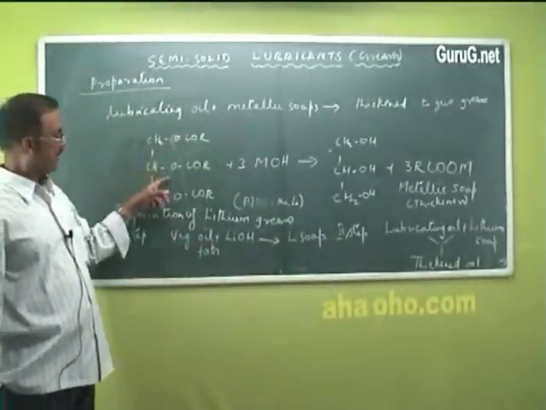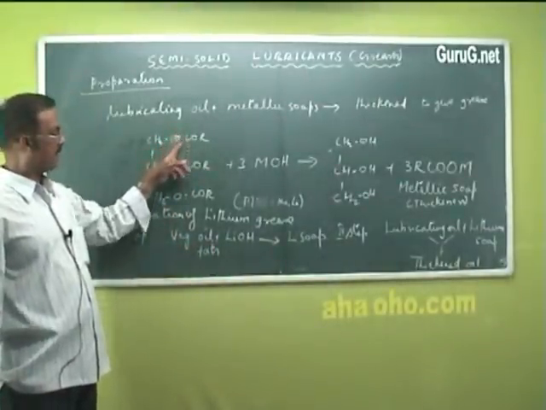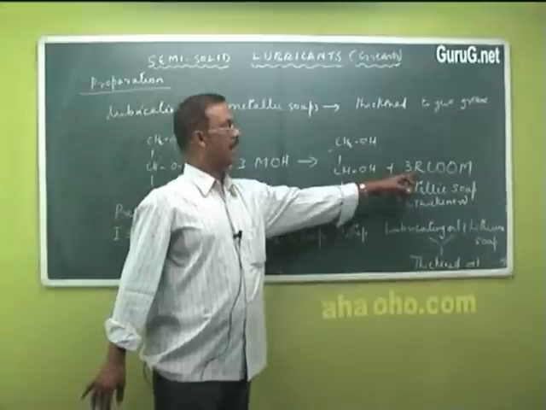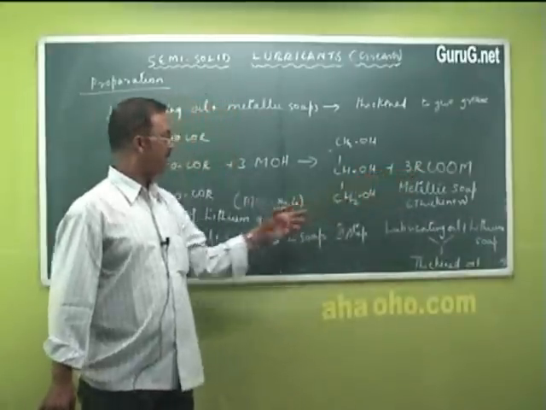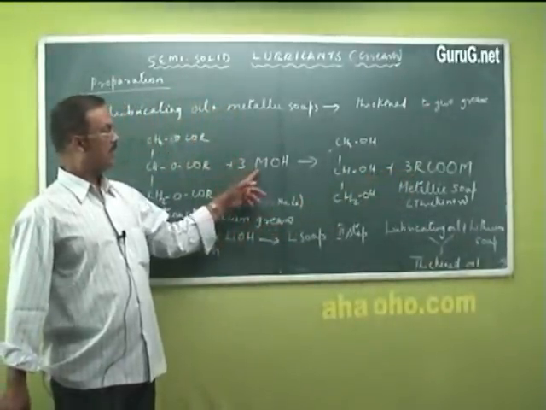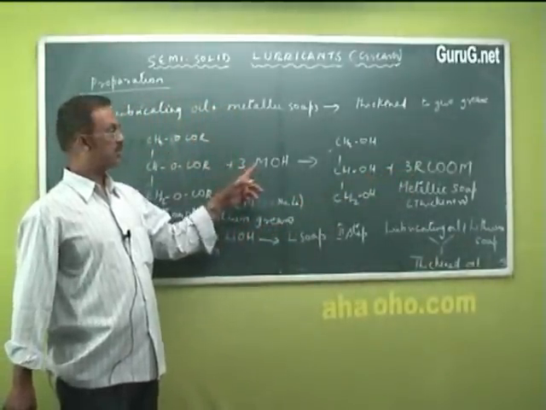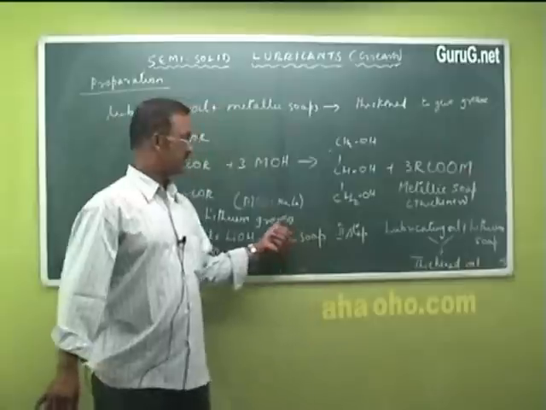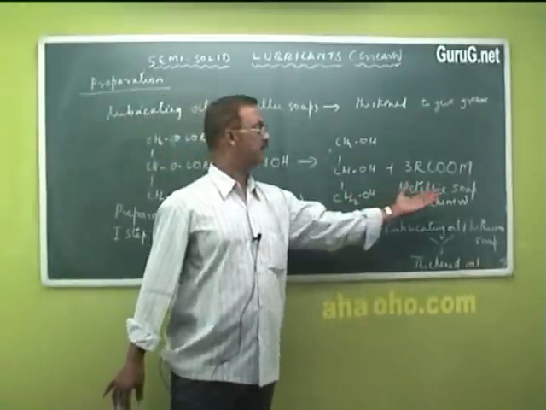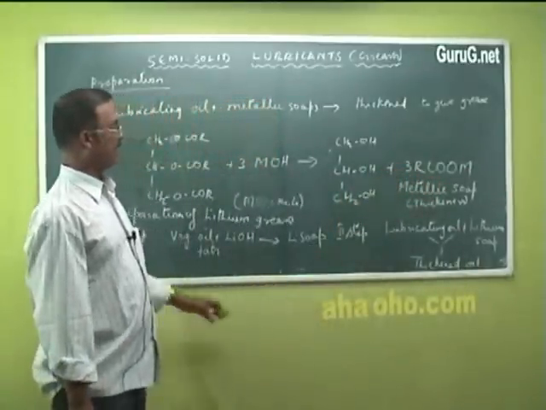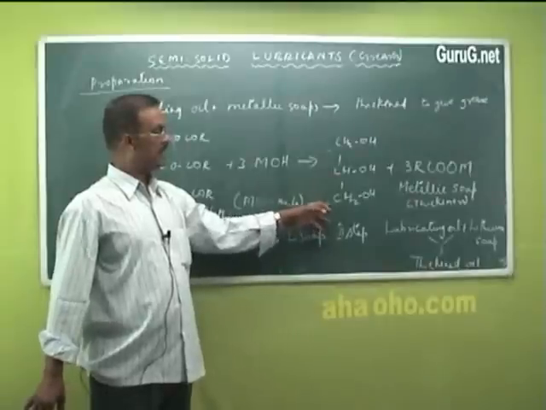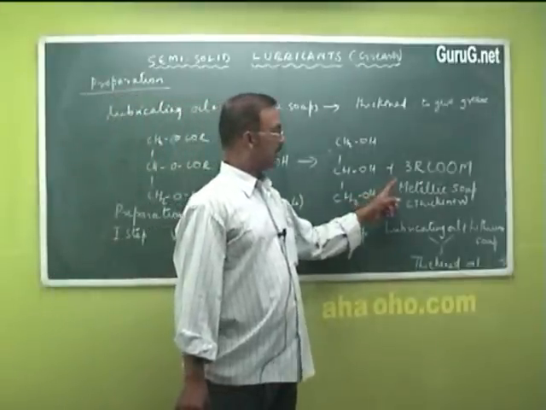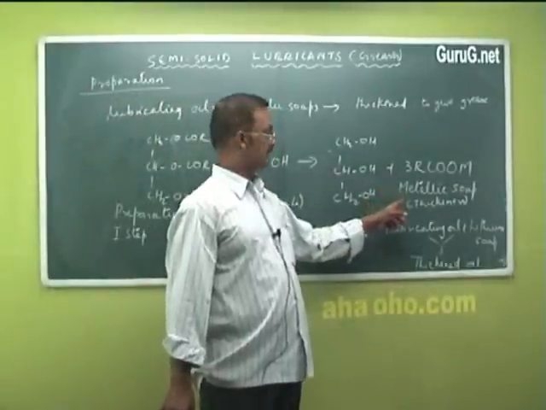Now, this contains ester function. The ester will undergo hydrolysis to give you alcohol and the acid. The acid will be in the form of the salt. Suppose you're taking sodium hydroxide, it will be in the form of sodium salt. Suppose you're taking lithium, it will be in the form of lithium salt. And this free glycerol alcohol will be obtained. Now, this metallic soap can be used as a thickener.